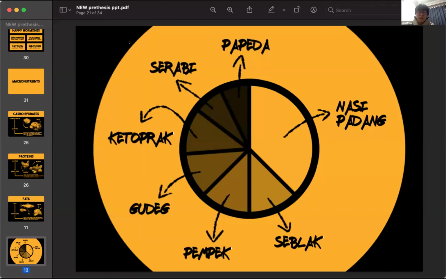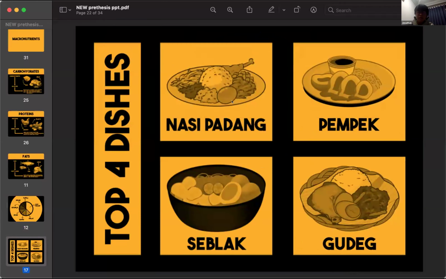So this one is a graph that somebody researched. It consists of 100 people from Jakarta and its surrounding cities, like Tangerang and Bekasi. The main one, 40%, is nasi padang, followed by seblak and pempek at 15%, gudeg at 14%, ketoprak at 10%, and serabi and papeda at 3%. So the top 4 dishes are nasi padang, pempek, seblak, and gudeg.